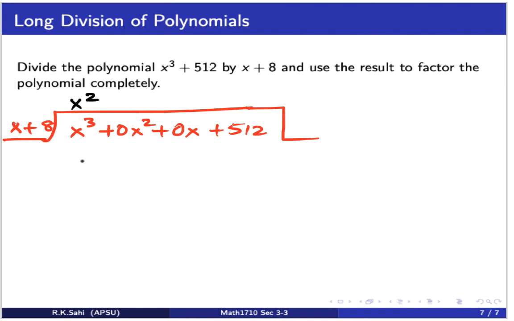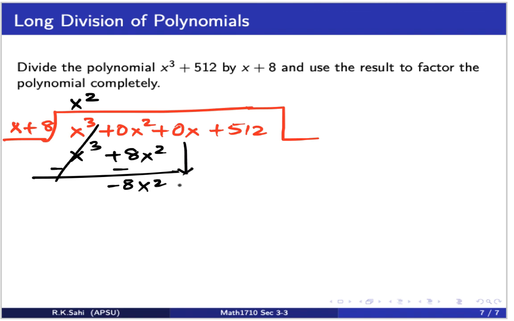Coefficient is 1, okay? So we get what? x cubed plus 8x squared. What we are going to do is change the signs. We are left with now negative x squared and this 0x is brought down. Now we have to cancel negative 8. That means we multiply on the quotient, we're going to add minus 8x. We get negative 8x squared. And negative 8 times positive 8 is a negative 64x.